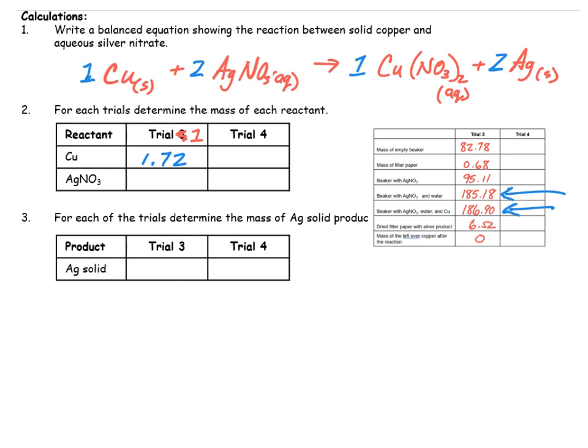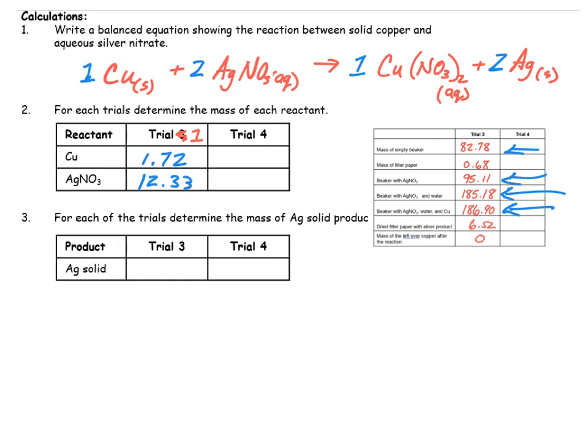Now, the mass of the silver nitrate. We have the beaker with silver nitrate, and we have the empty beaker. So again, just subtract. 95.11 minus 82.78 gives us 12.33 grams of silver nitrate.